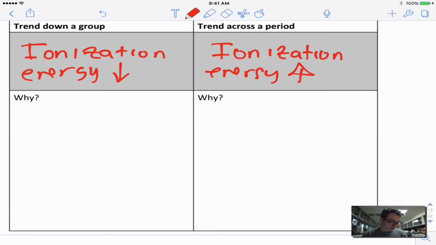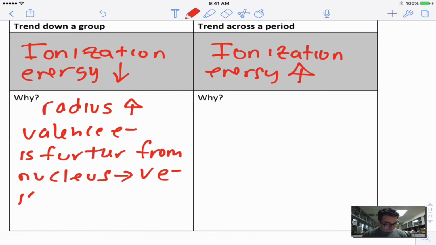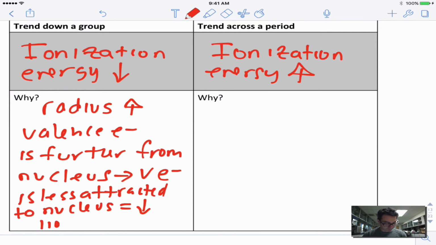So let's write this down. As the radius gets larger, the valence electron is further from the nucleus. And that means that that valence electron is less attracted to the nucleus. And that means that it takes less energy to lose. So that would be lower ionization energy. So this is going down a group, and you can see if you look at the ionization energies down a group, they generally decrease pretty systematically.